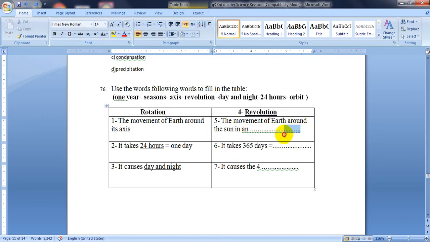How does Earth move around the Sun? It's moving in an orbit. The path in which Earth is moving around the Sun. How long does it take? It takes 365 days or 1 year. And what does it make? It causes the 4 seasons.